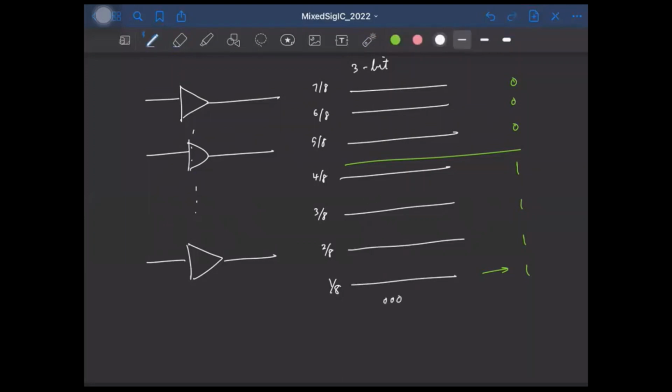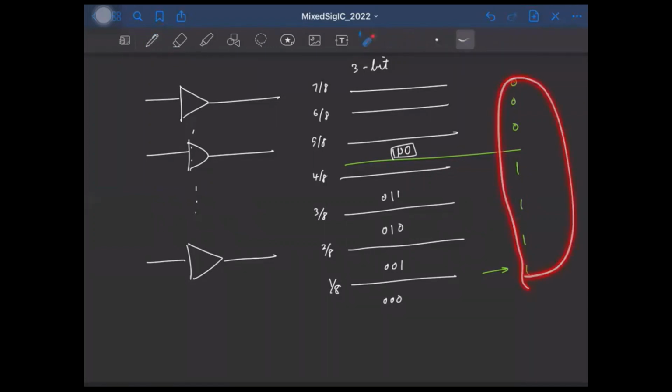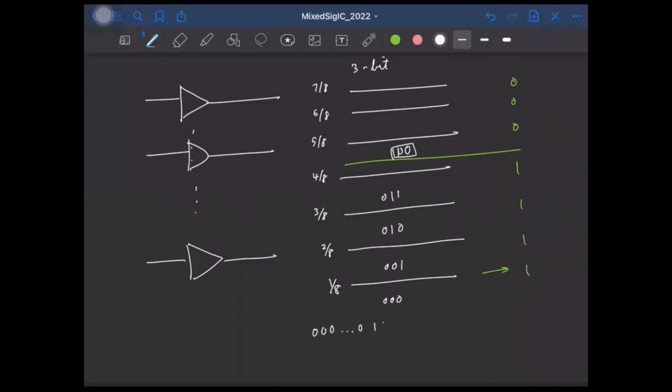Anything below that is 000, 001, 011. This is 100, right? So this is the equivalent binary we want, but we see that the output we have looks like this. Okay, so this essentially consists of a string of zeros and a string of ones.